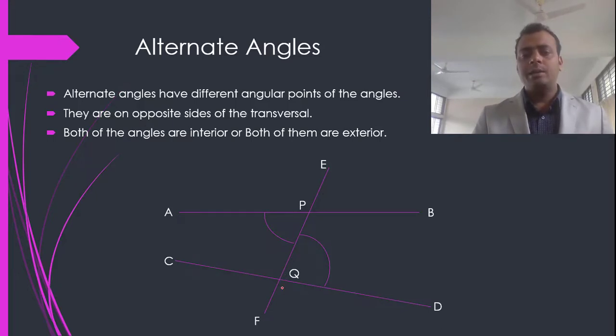APF and DQE both are interior angles. So these three criteria are for alternate angles. If any two angles follow these three criteria, then you can say they are alternate angles. Now we will see, are there any other alternate angles?